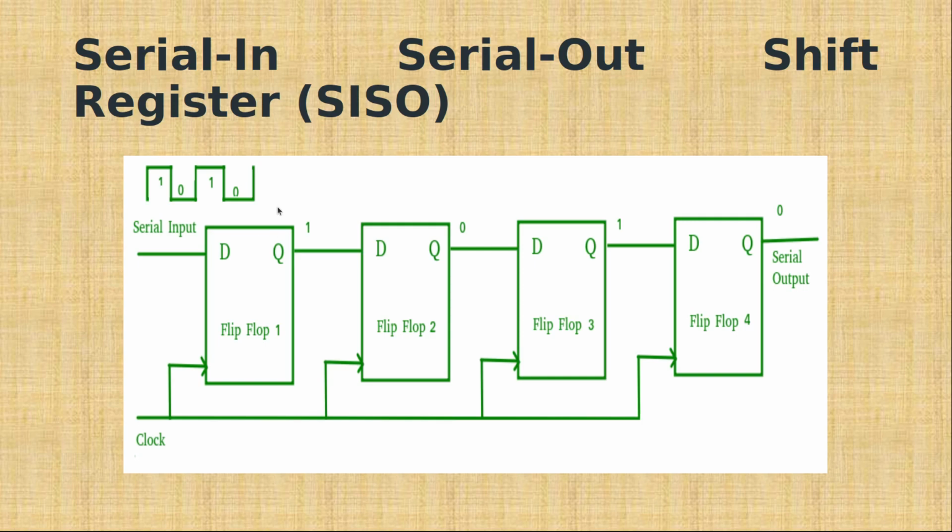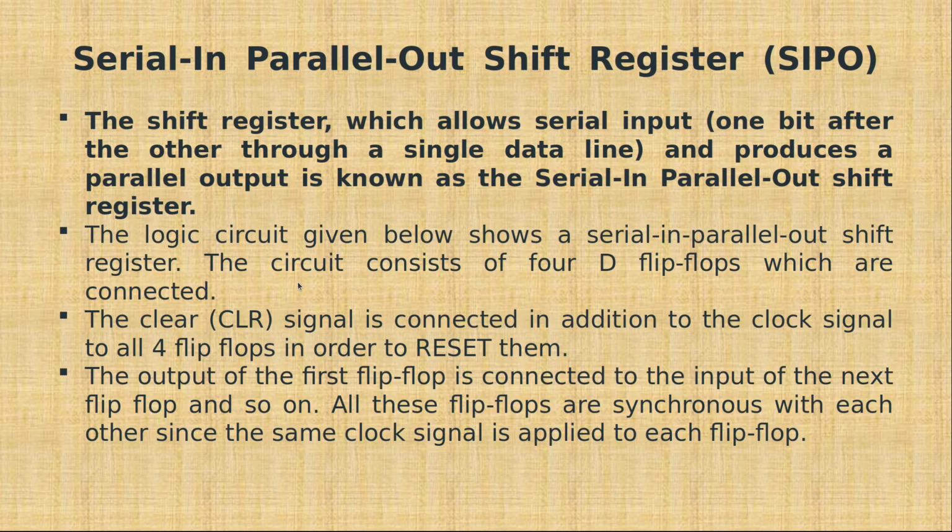That means serial means only one input, parallel means multiple outputs. Each flip flop has an individually applied output. So next we move to serial in, parallel out. Serial in means only one input, but parallel output means multiple outputs. Same as the previous circuit, there are four outputs, but only one input. Four D flip flops are connected with each other. The clock pulse is applied synchronously, that means simultaneously to all the flip flops.